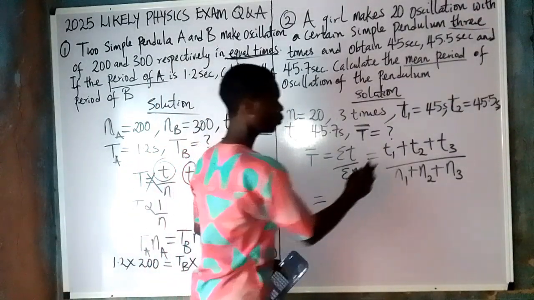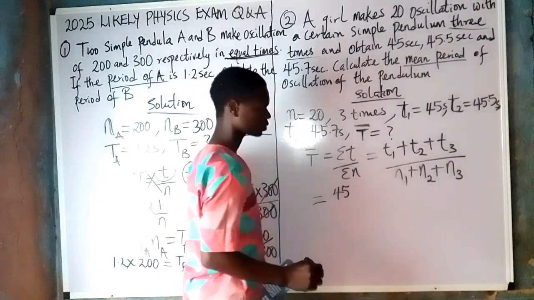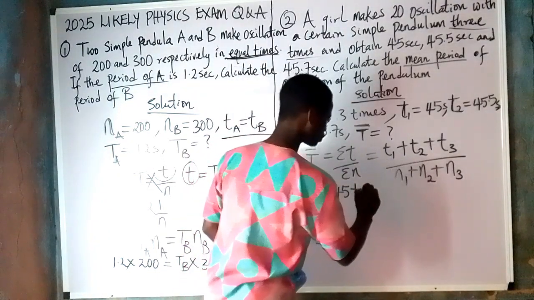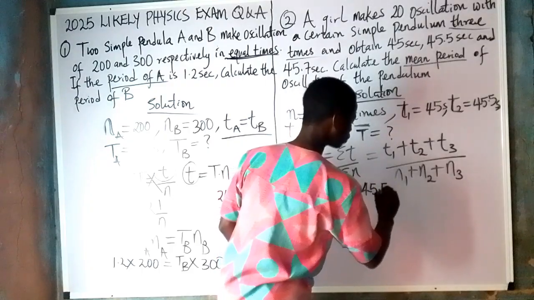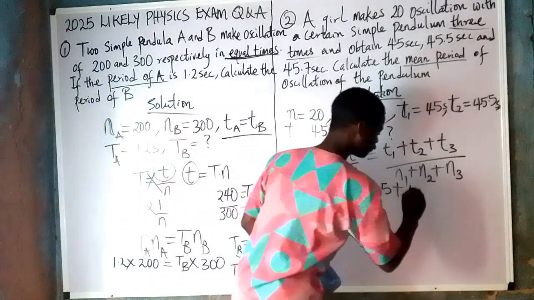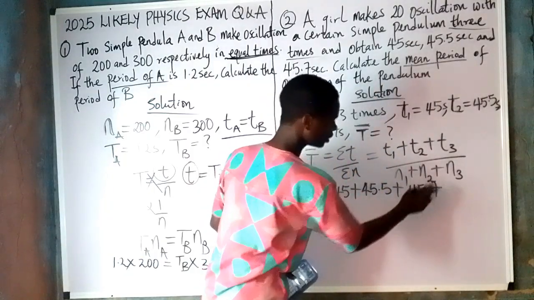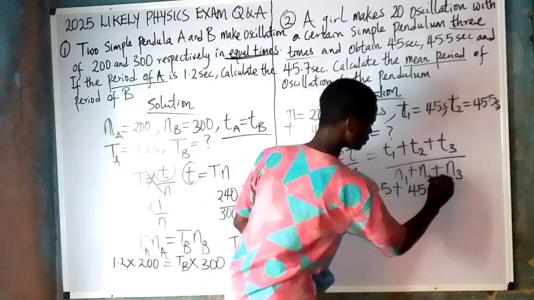Watch out. What is our T1? It is 45. What is our T2? 45 point what? 5. And lastly, what is our T3? It is 45.7. This is 7. Okay? Don't mistake it. This is 7.